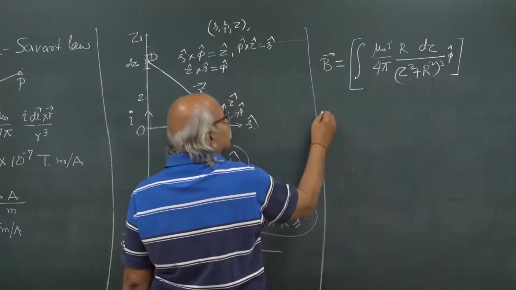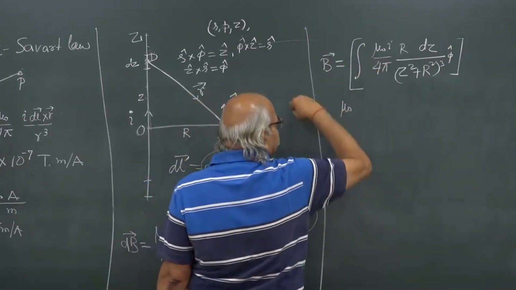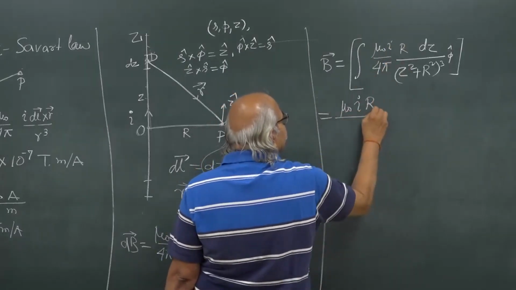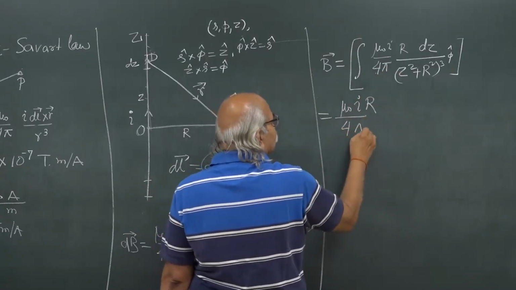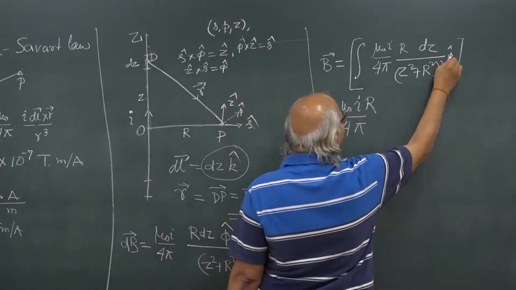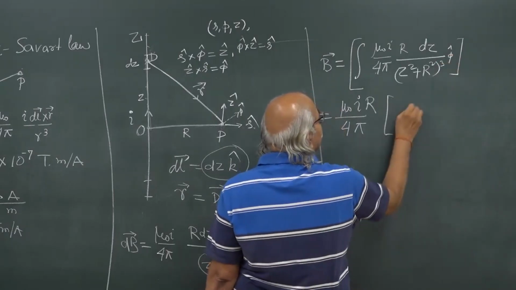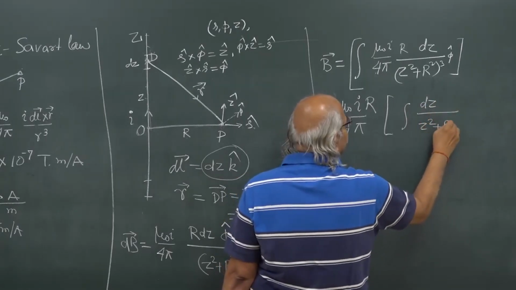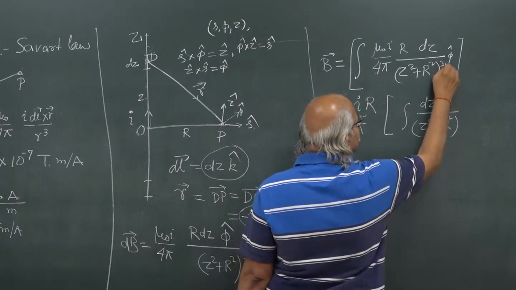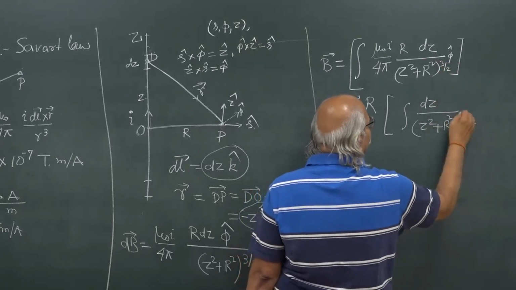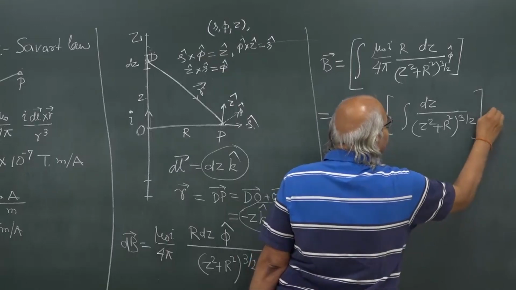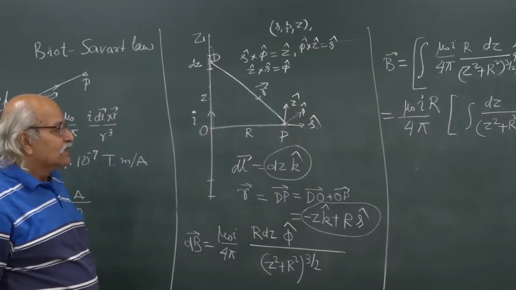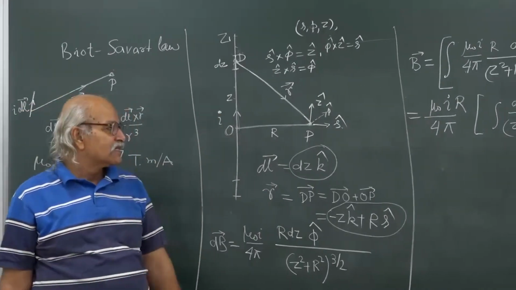This integration we can write as mu naught, I can take out this current I, I can take out this capital R, I can take out this 4 pi, and this phi cap also I can take out. So it will be integration of dz, and then here (z square plus r square) to the power 3 by 2, bracket closed, and phi cap. Now it's a simple calculus exercise.